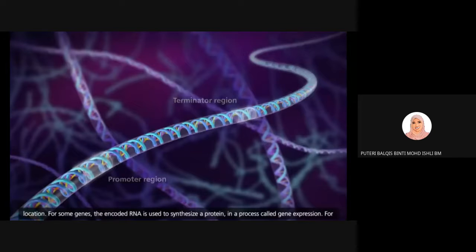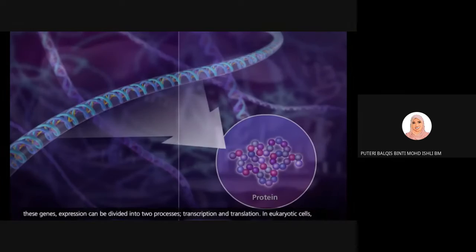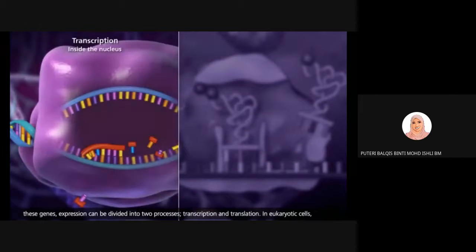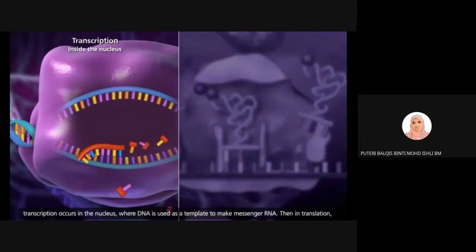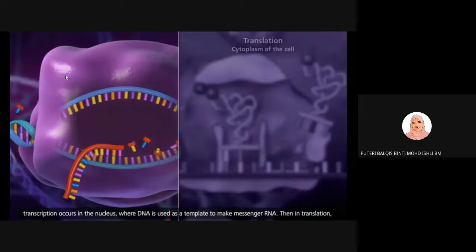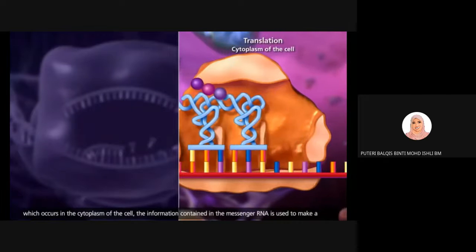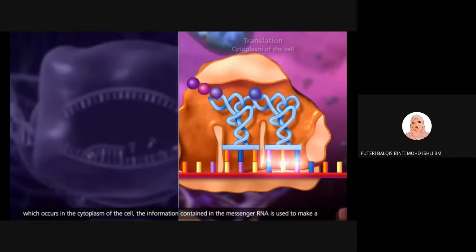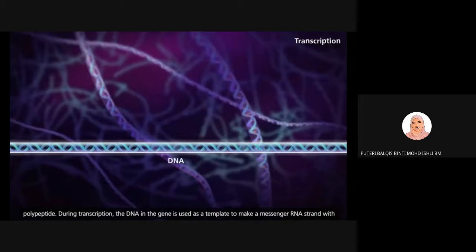So, what happened first? We have protein. Kita akan start dengan proses transcription, which occur in the nucleus, and translation in the cytoplasm of the cell. So what happen is, yang besar ni adalah RNA polymerase. Dia cerita dulu. Okay, transcription. That is the DNA, and we're going to transcribe only that region.